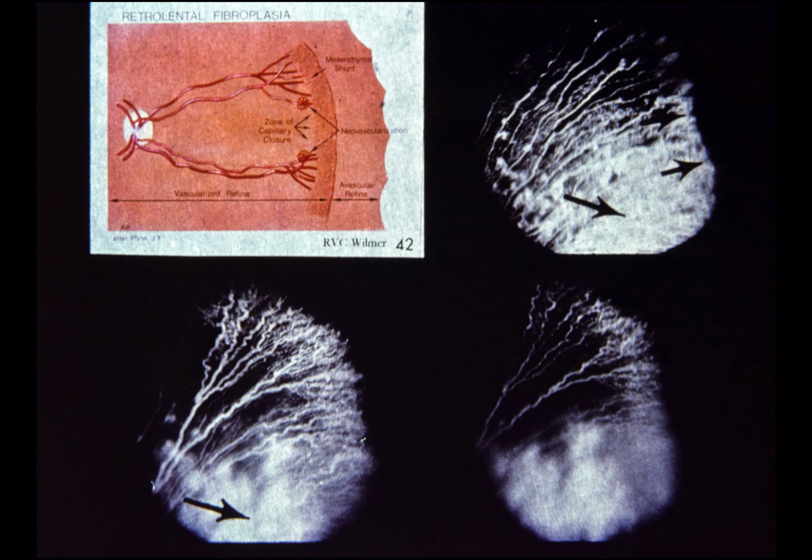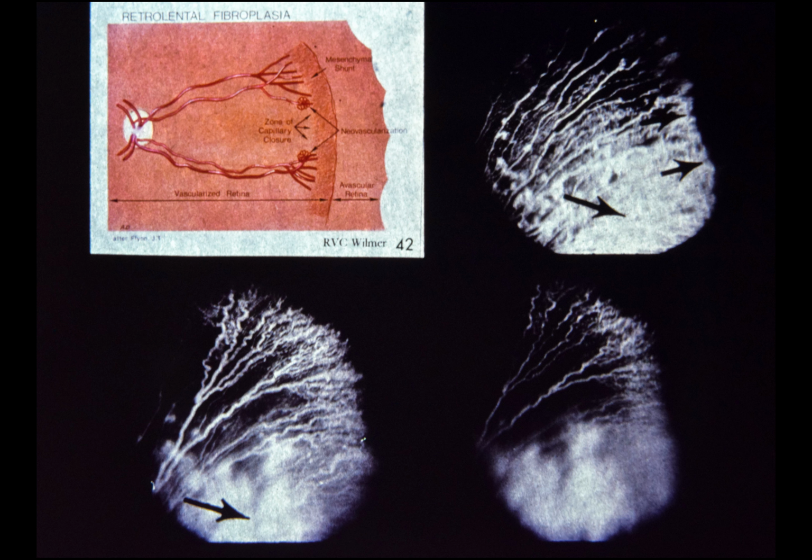Upper right, short arrows denote mesenchymal shunt at border of vascularized retina. Peripheral to this shunt is area of retinal non-perfusion. Long black arrow points to patches of intravitreal neovascularization.